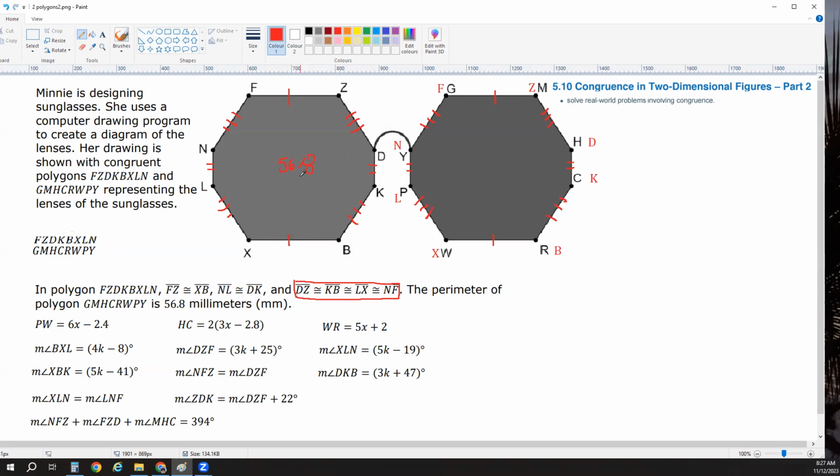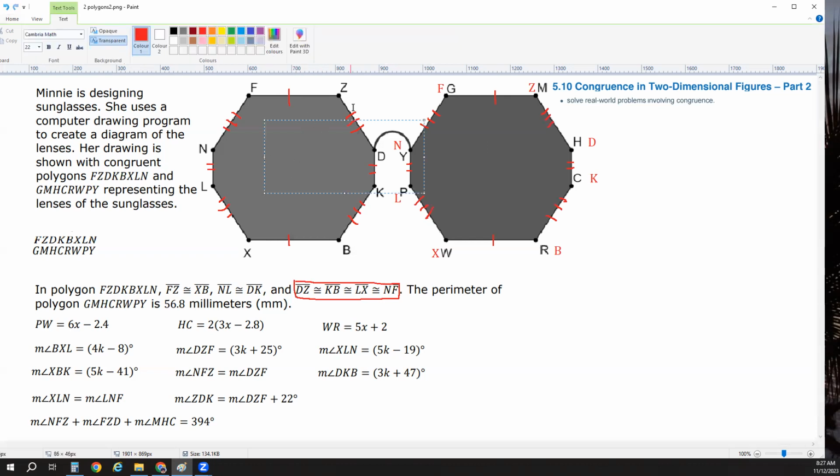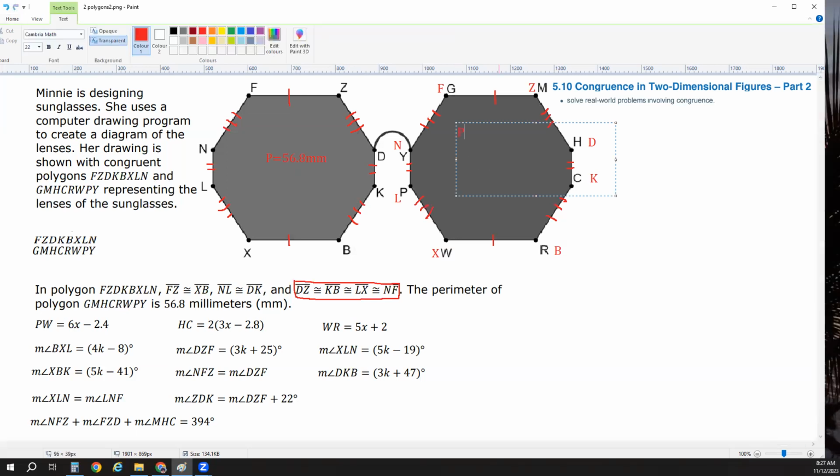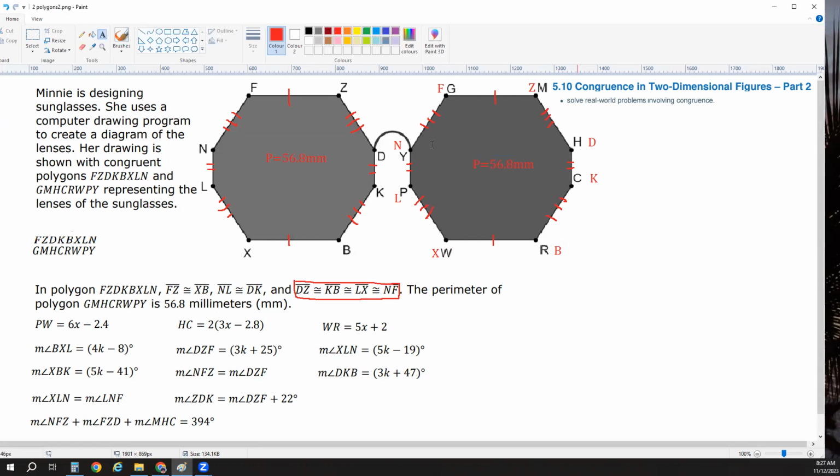56.8 millimeters. So is this one 50? Man, I should just type it. Get out of the way. Okay, so they're both 56 millimeters.